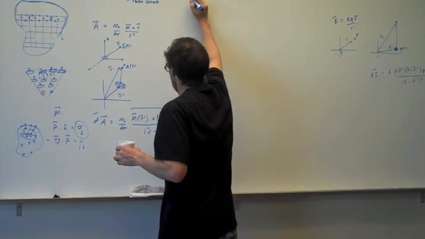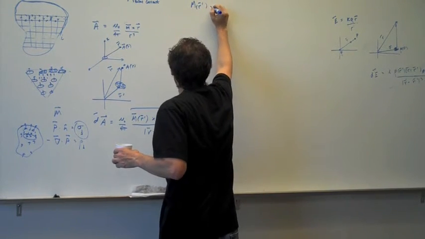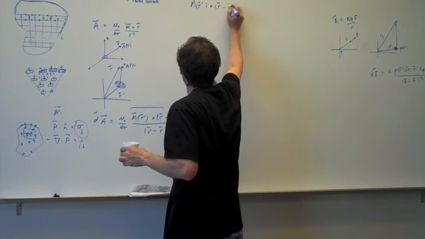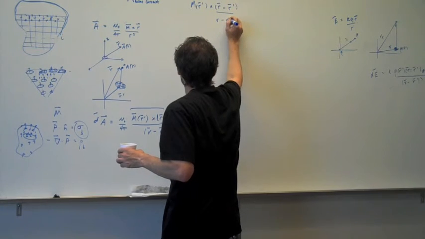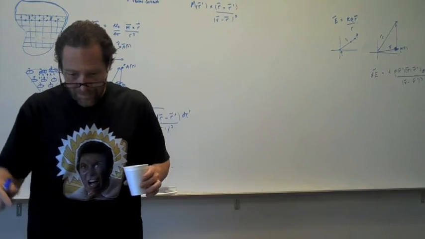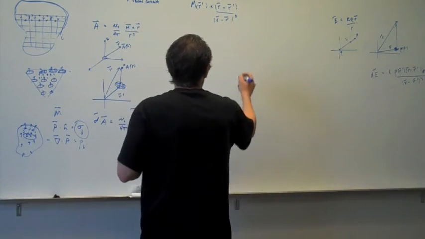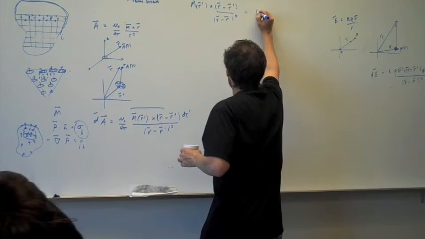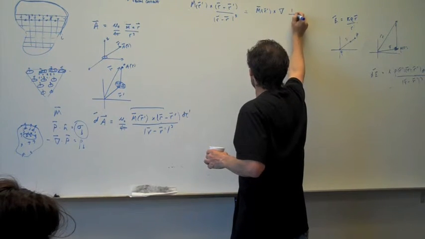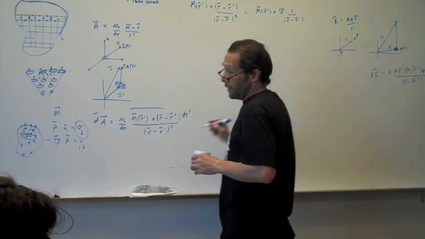All right, so in this case, I want to look at M of R prime cross R minus R prime. I want to look at this, which is equation 13. We've done something like this before. This is equal to M cross the gradient of 1 over the magnitude of R minus R prime. Let's check, we can do that again.